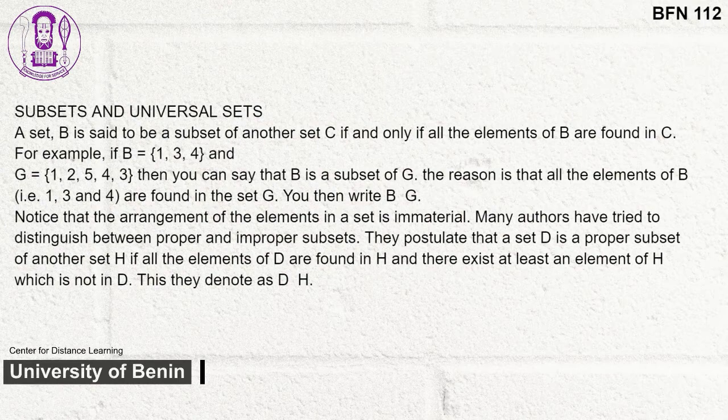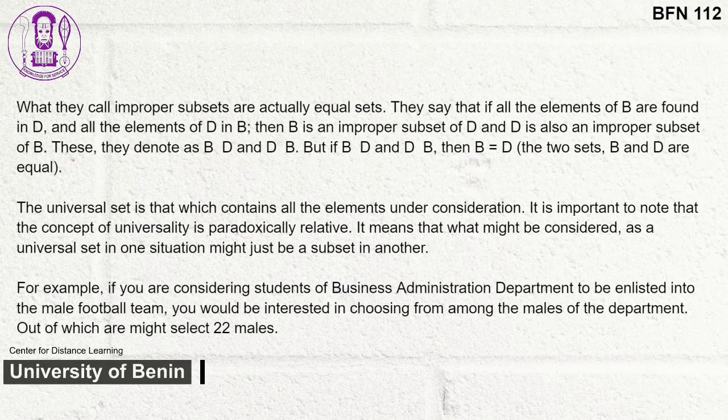Many authors have tried to distinguish between proper and improper subsets. They postulate that a set D is a proper subset of another set H if all the elements of D are found in H and there exists at least an element of H which is not in D. This they denote as D ⊂ H. What they call improper subsets are actually equal sets.